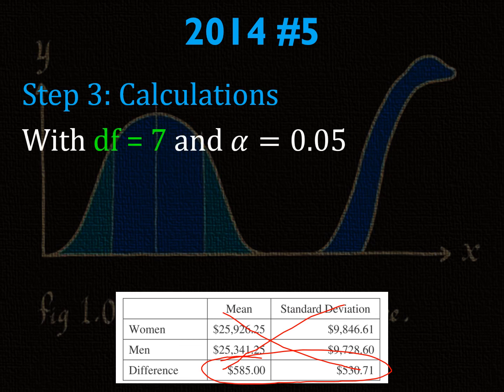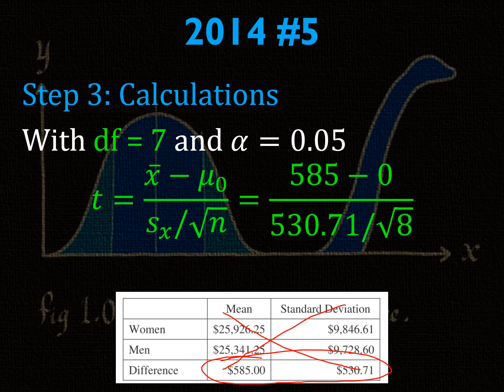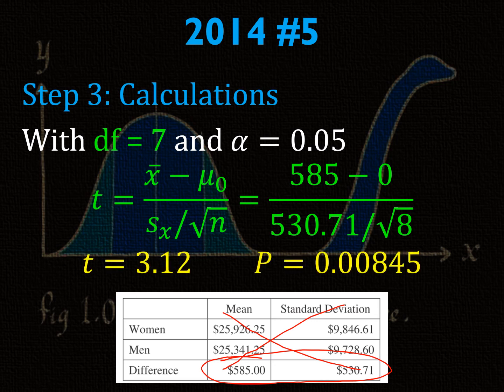So the DF is 7 because the sample size is 8. Alpha is 0.05. So the t statistic is x bar minus the null value divided by s of x over the square root of n. So the mean difference was 585 minus the null value of 0 divided by s of x, which is 530.71, divided by the square root of 8, yields a t statistic of 3.12 and a p-value of 0.00845.